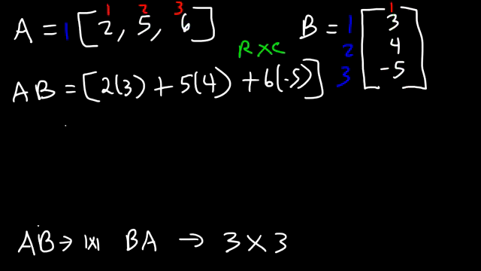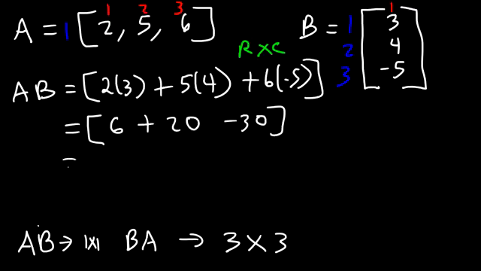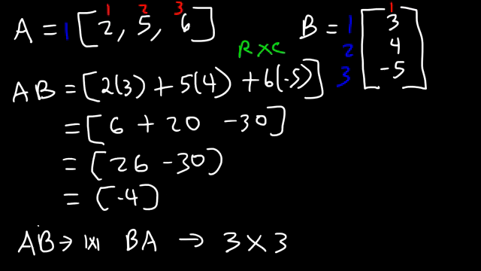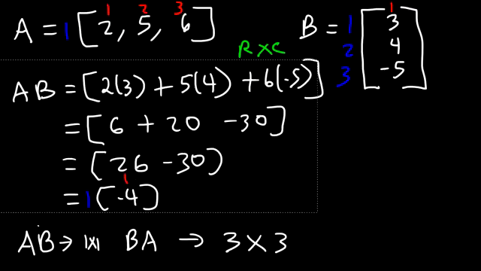Now 2 times 3 is 6. 5 times 4 is 20. 6 times -5 is -30. And 6 plus 20 is 26. 26 minus 30 is negative 4. So we can see that AB is a 1 by 1 matrix. It has one row and only one column, and so it's equal to negative 4. Now let's multiply B by A.